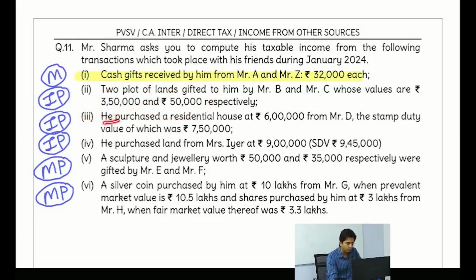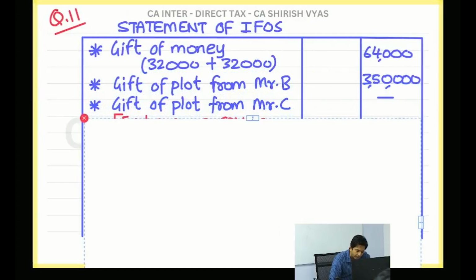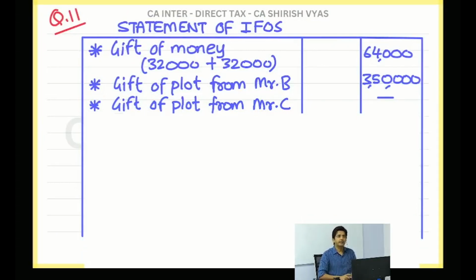So what will happen to 3 lakh 50? Taxable. What will happen to 50,000? Exempt. And both the entries will come separate, property wise. So see how I have written here. I have passed two entries. It is better to pass two separate entries because it is per property. In that point there were two properties involved, so I will write two entries.